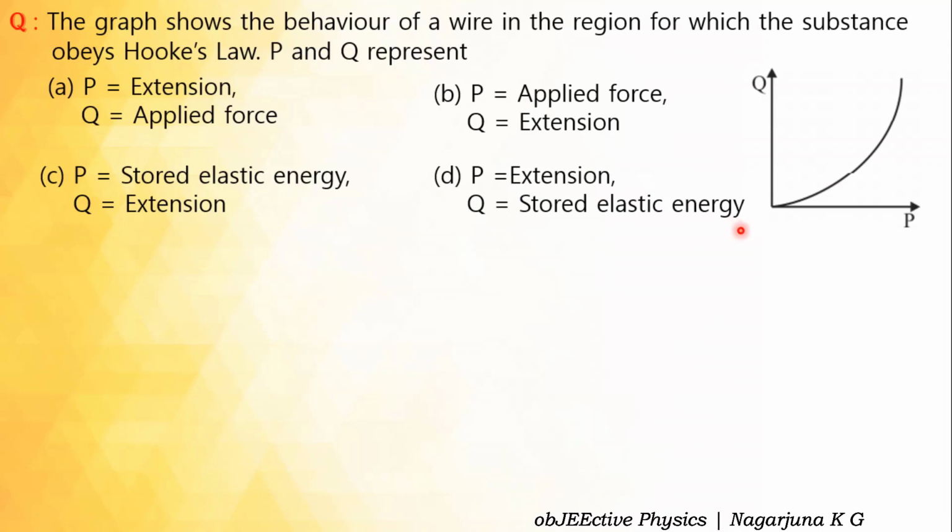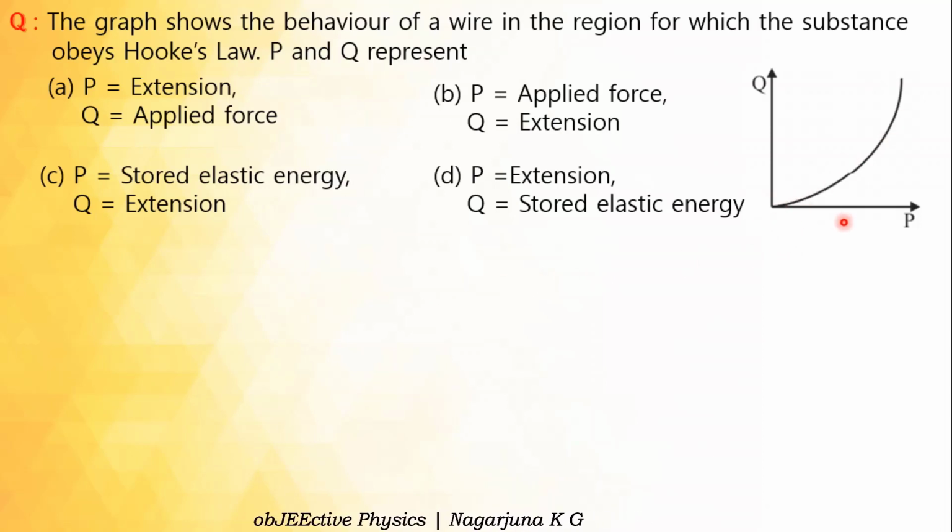In the options, option A and option B are given force and extension. Option C and option D mention extension and elastic energy. So we'll move to the solution. We should find out for which quantities P and Q this parabola graph is suitable. That is the question.